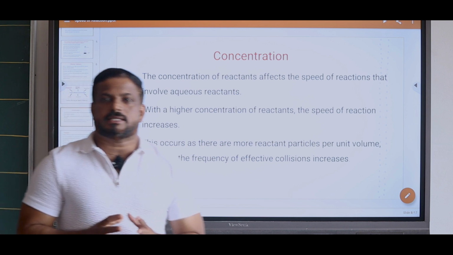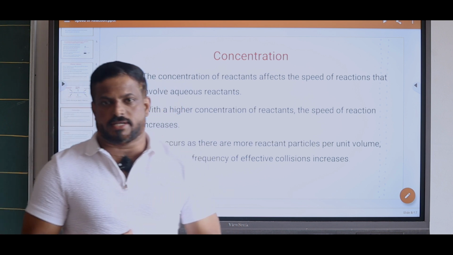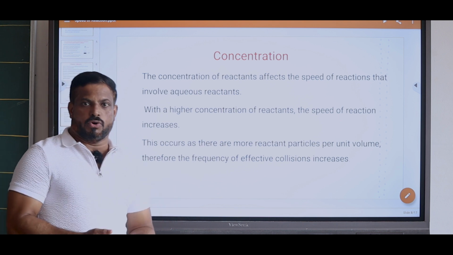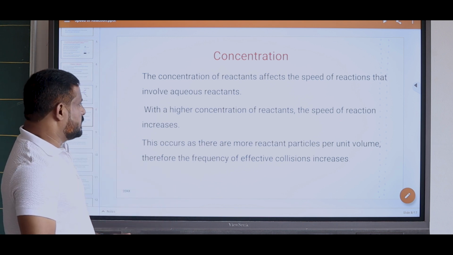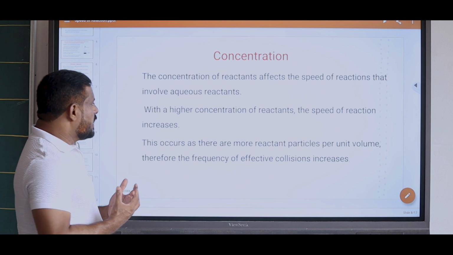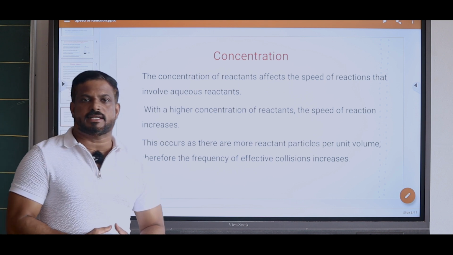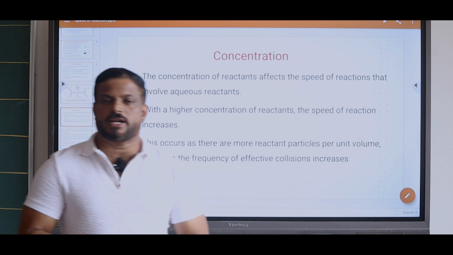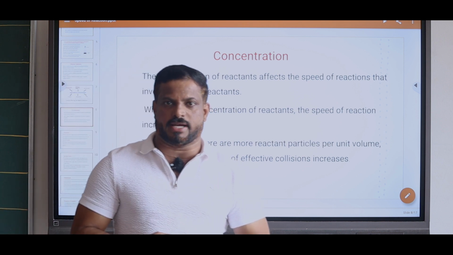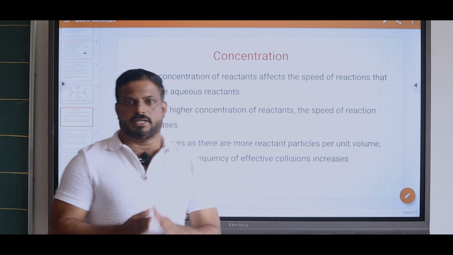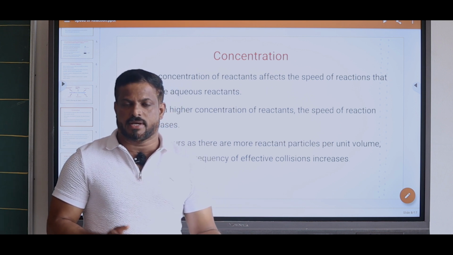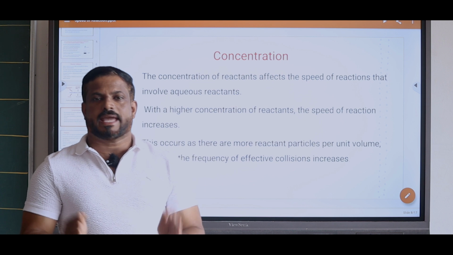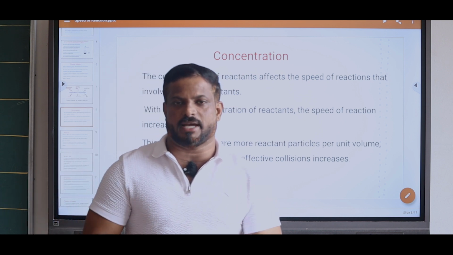If the particles have a high concentration, the rate of reaction will be more. That is, if concentration is more, the rate of reaction is also more. With a high concentration of reactants, the reaction will be faster. For example, you have dilute hydrochloric acid and concentrated hydrochloric acid. Take the same quantity, 10 ml dilute hydrochloric acid and 10 ml concentrated hydrochloric acid. Add 10 gram calcium carbonate to both at the same time.